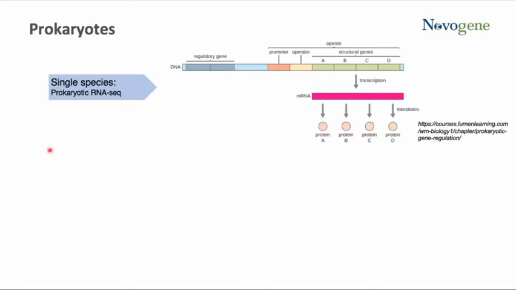For the prokaryotic RNA-seq, if you are interested in a single species, we can provide prokaryotic RNA-seq, as they have a different genome structure or a different regulatory mechanism for transcription. So the pipeline for analyzing prokaryotic RNA-seq will be a little bit different from the eukaryotic one.